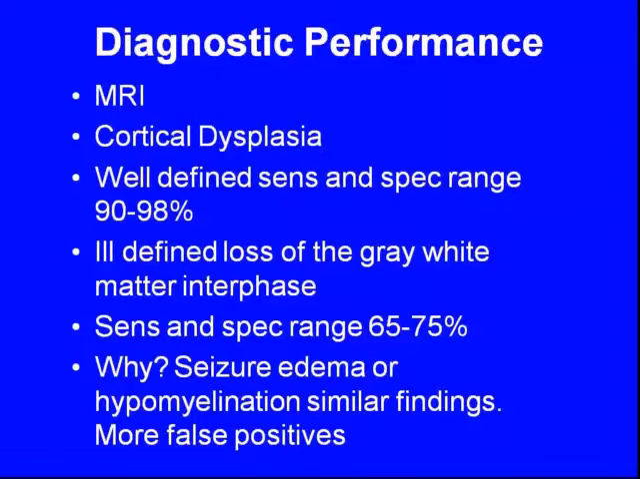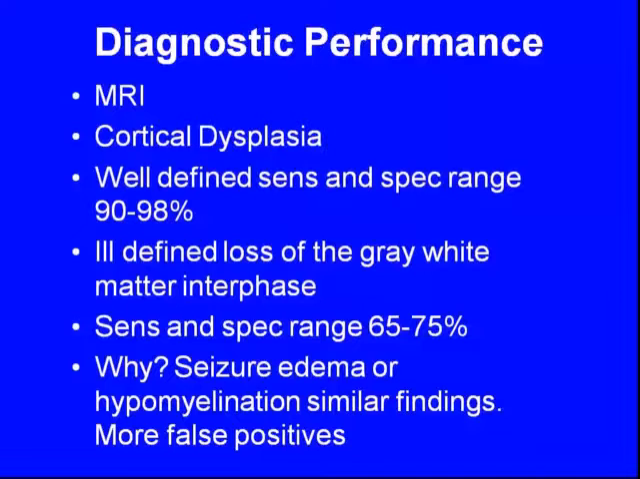So let's go over MRI. There are different types of lesions that can cause seizures. One of the ones that we encounter often is cortical dysplasia. Cortical dysplasia has a wide range from a pathologic point of view, and also a wide range from a sensitivity and specificity point of view. When you have areas of cortical dysplasia that are very well defined, your sensitivity and specificity is very high, 90 to 98%.